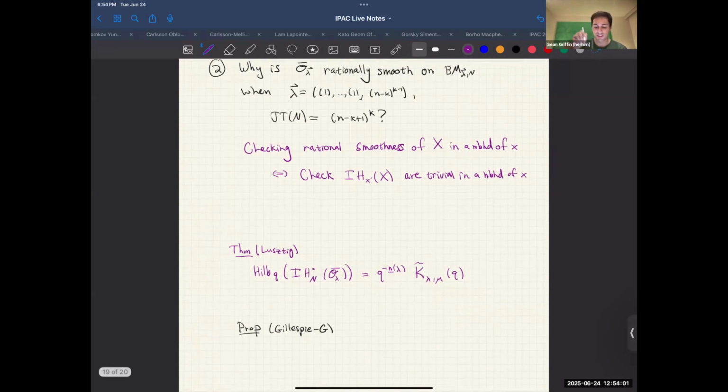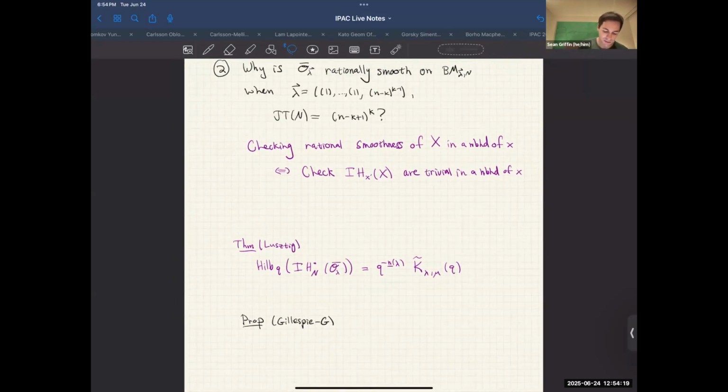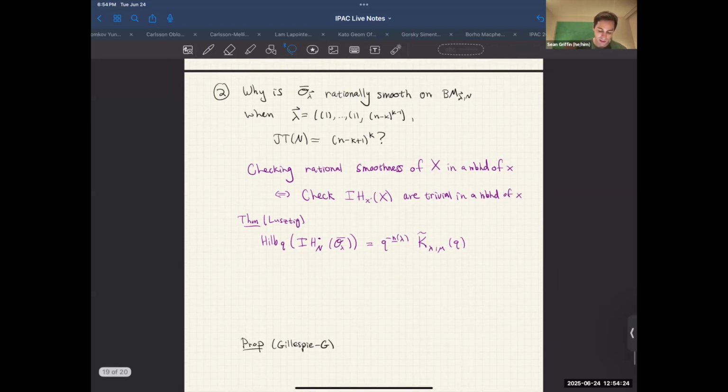So checking rational smoothness at some point is not equivalent to checking that one local intersection cohomology group is trivial. You really have to do this in neighborhoods. But there's this theorem of Lustig, that says that computing intersection cohomology groups of nilpotent orbit closures is the same as, I mean, you get these modified Q-Kostka polynomials.